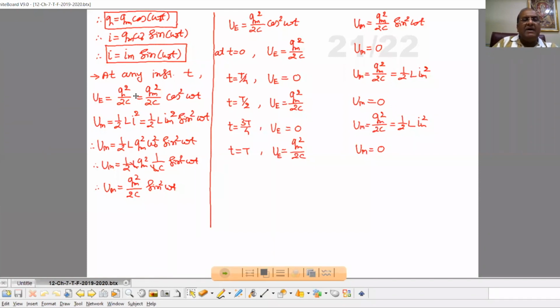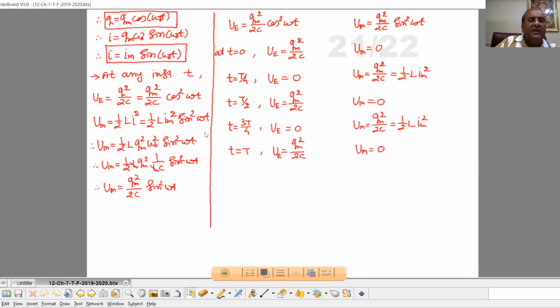Now let's think about the energy. At any instant t, the energy in the form of electric field is q square by 2C, but the charge at any instant is qm cos omega 0 t. So we can write here qm square upon 2C cos square omega t. Similarly, at the same instant, the energy in the form of magnetic field is Um equal to half L i square, that is half L, where I is Im sine omega t, so Im square sine square omega t.